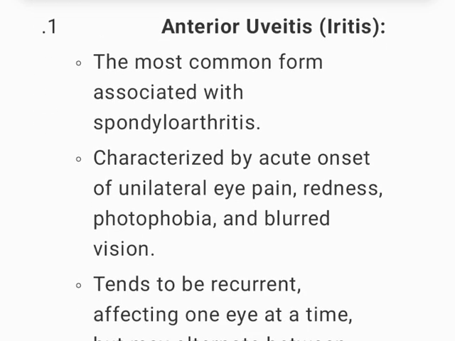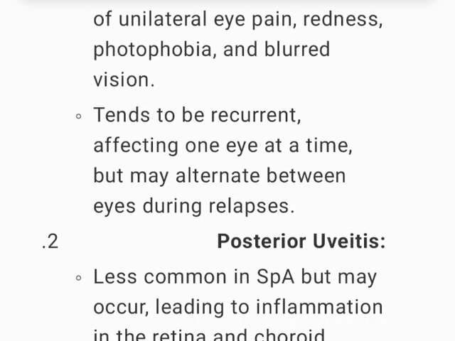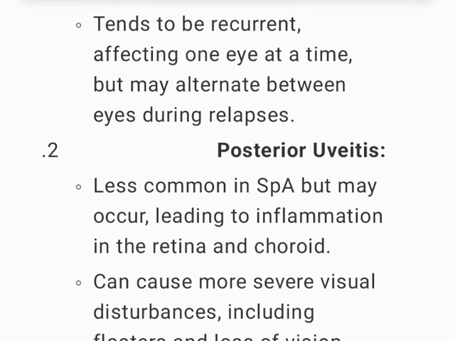Anterior uveitis, iritis, is the most common form associated with spondyloarthritis, characterized by acute onset of unilateral eye pain, redness, photophobia, and blurred vision. It tends to be recurrent, affecting one eye at a time, but may alternate between eyes during relapses.